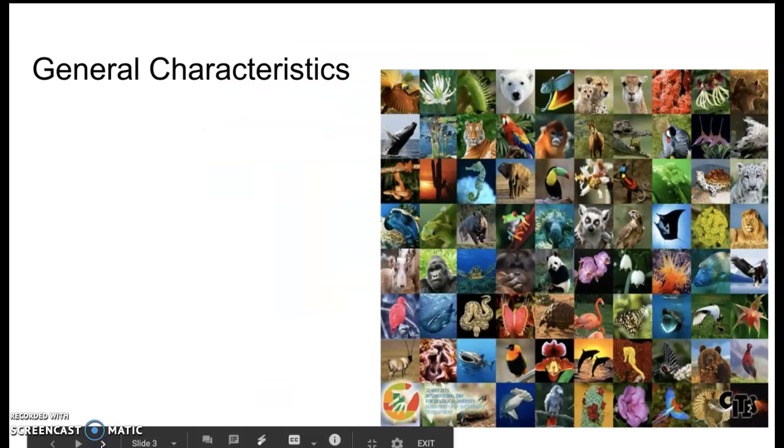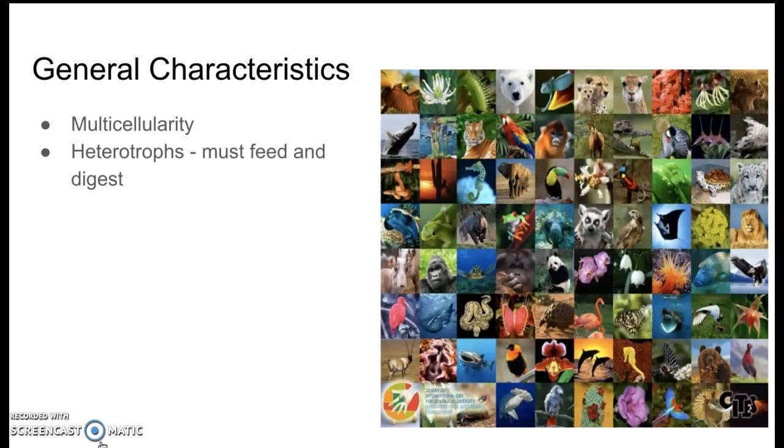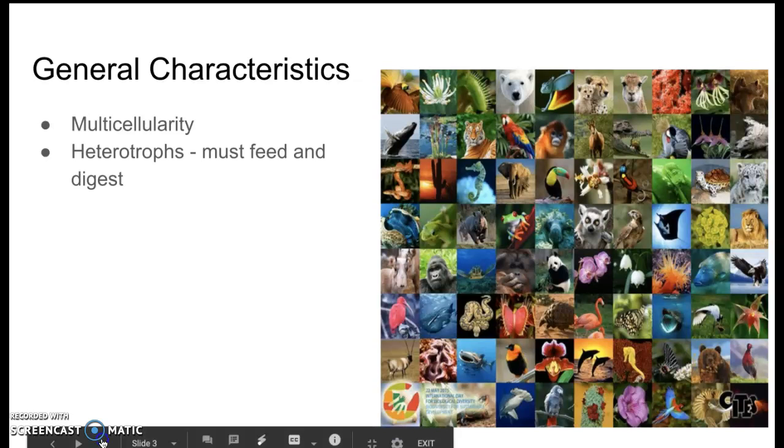So, some of the general characteristics that we have for animals includes that we are all multicellular. So, protists are single cell. So, no protist could be classified as animals. We're heterotrophs, and so part of that is how we eat and how we digest the food. So, all animals have to eat somehow and have to digest food.